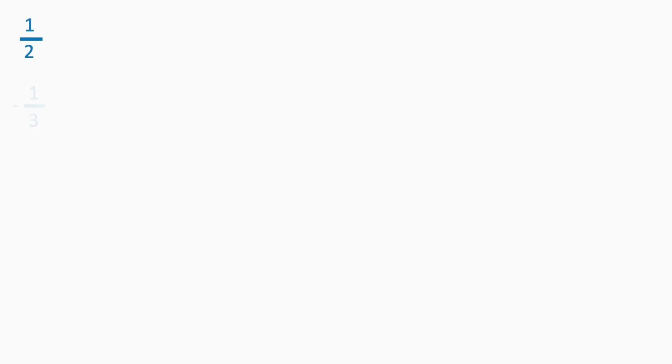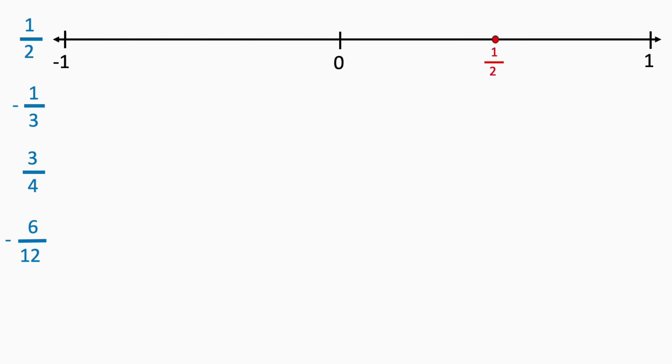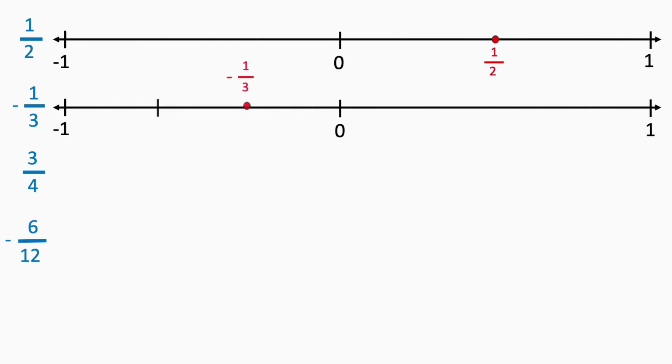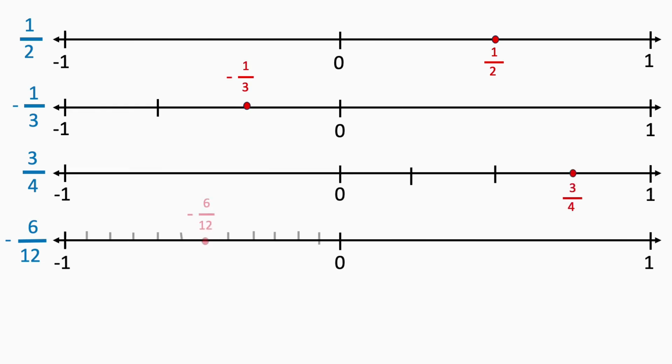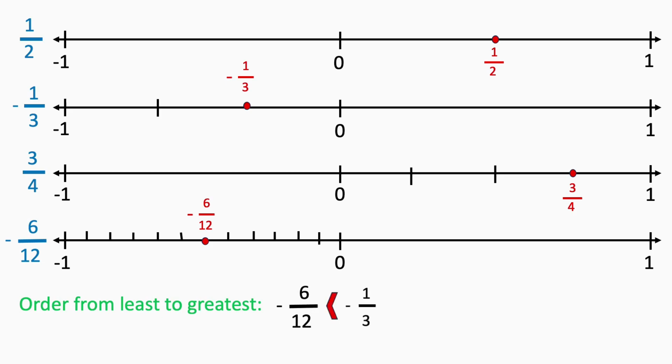Now, let's take a look at decimals and fractions on the number line and order them from least to greatest and vice versa. First, let's see these fractions. 1 over 2, minus 1 over 3, 3 over 4, and minus 6 over 12. In 1 over 2, the unit is divided into 2 parts. In minus 1 over 3, 3 parts. In 3 over 4, 4 parts, and in minus 6 over 12, 12 parts. So you can see these fractions on the number line. As you see, these numbers are ordered from least to greatest, like this.